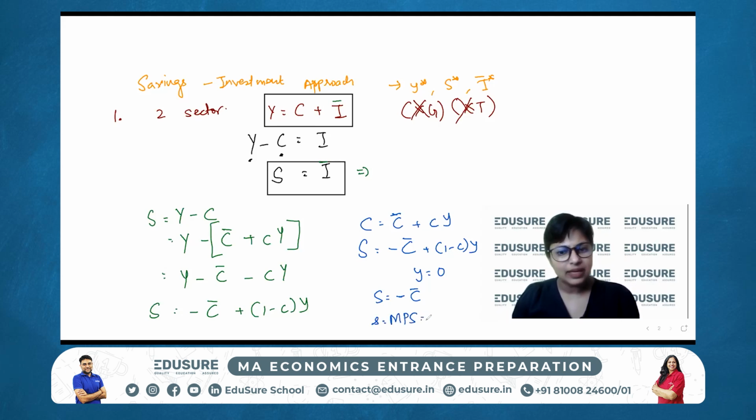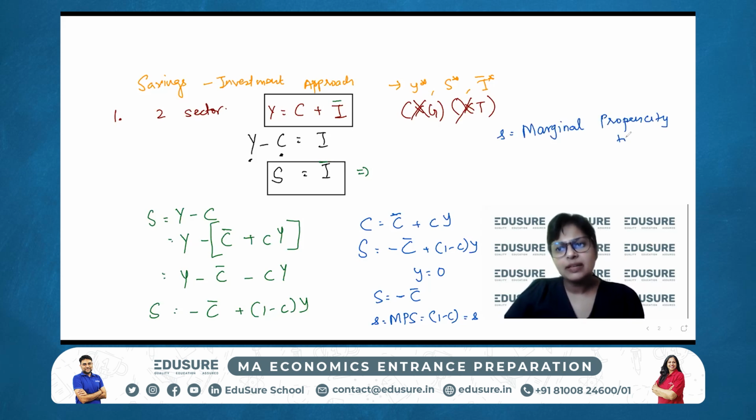MPS, marginal propensity to save. As income increases, saving increases by 1 minus C, and that is called small s. So we have introduced small s, which is called marginal propensity to save, which is nothing but 1 minus small c. So if small c is 3/4, if we consume 3/4 of income, then we will save 1/4. So small s is simply 1 minus small c.